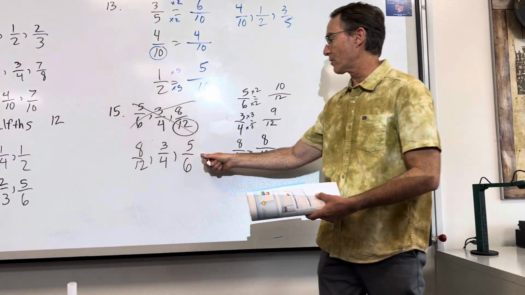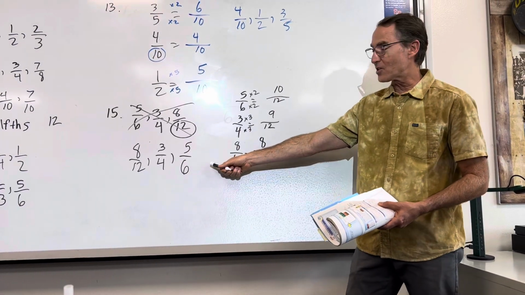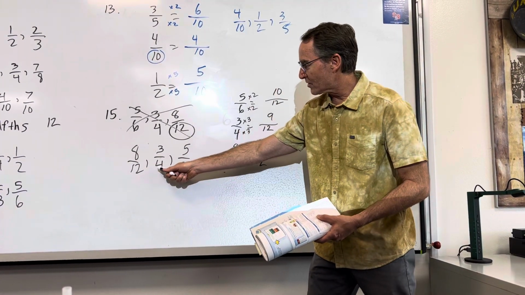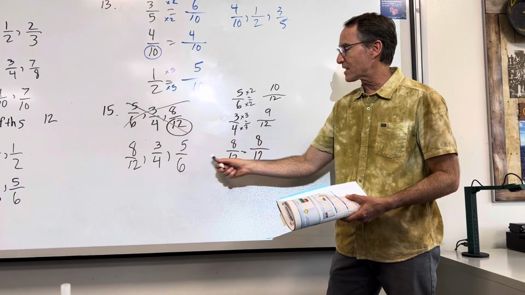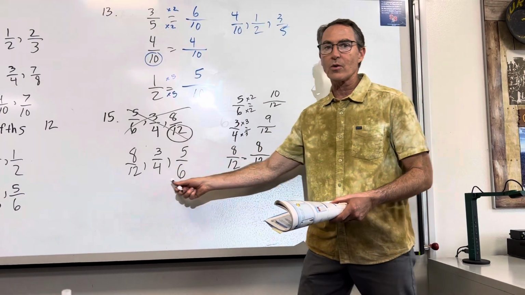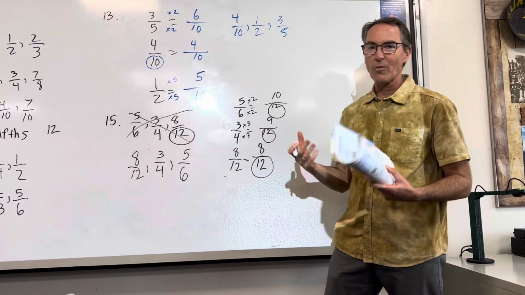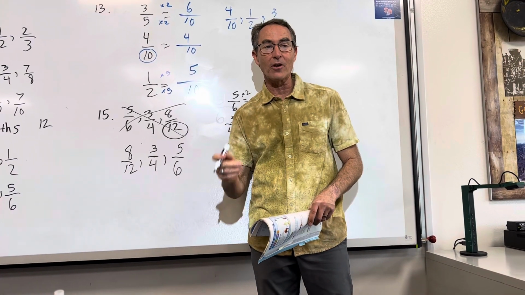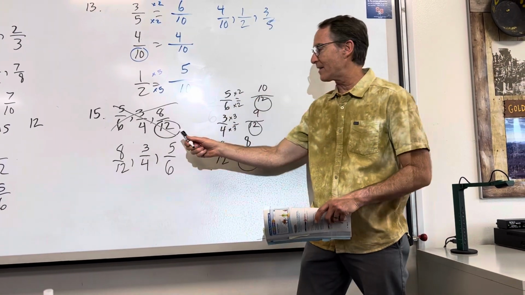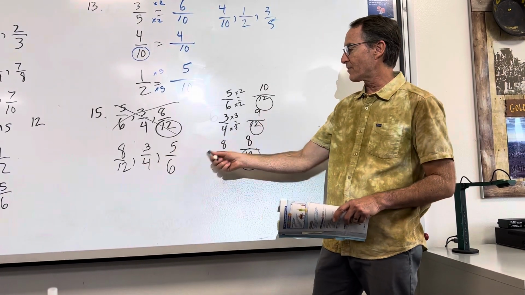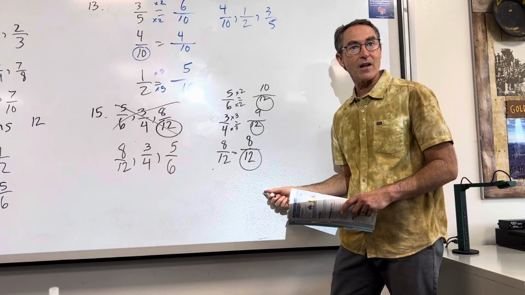Now let's look at what we originally have. This is hard to do: 8 twelfths, and then 3 fourths, and 5 sixths. It's tricky to put these in order without finding the lowest common denominator. So I hope that helps a little bit in putting these in order. It's also going to help when we add these fractions, we have to find the same lowest common denominator to do it.